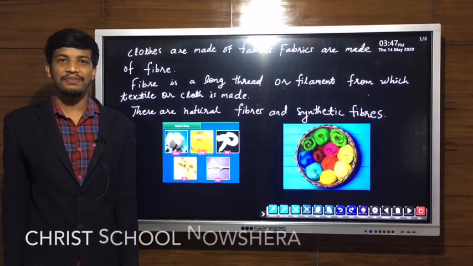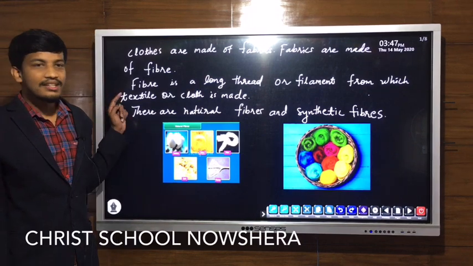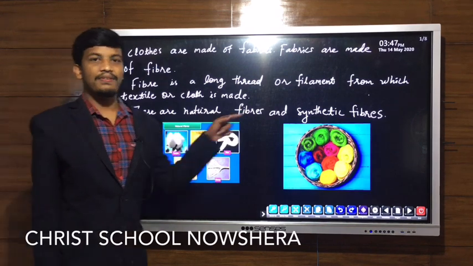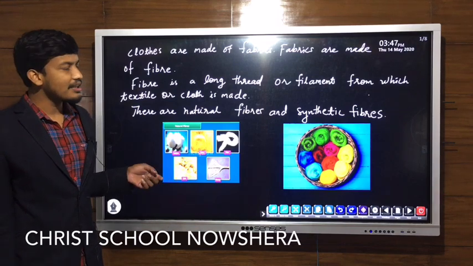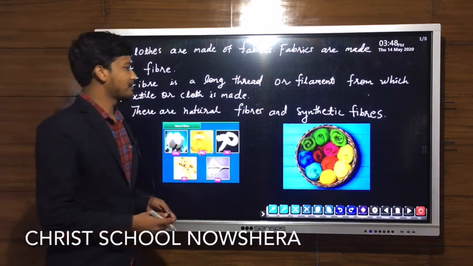Students, we learned about fibers in the previous session. We have learned the definition of fiber, and we studied two types of fibers, natural fibers and synthetic fibers, in the previous session. So today we will learn about fibers in detail.